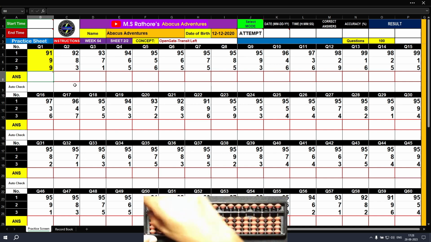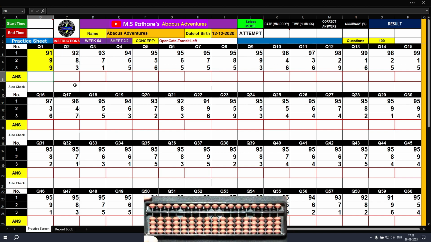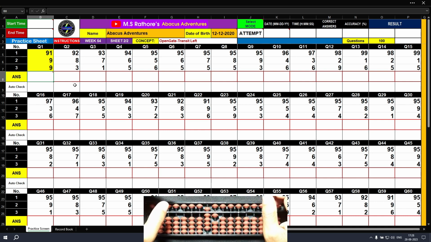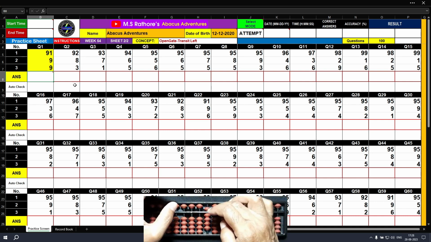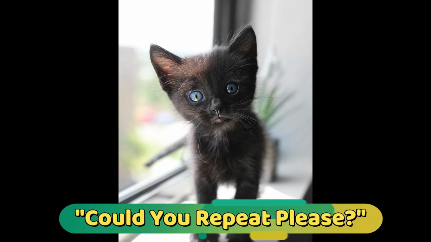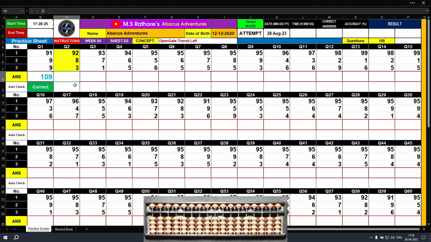Let me show you once again. Plus 90 plus 1, the answer is 91. Plus 9 equals minus 1, open the gate, plus 10. Now the answer is 100, and the third value is plus 9 directly, the answer is 109. Clear? Don't worry, I will show you the concept once again. In fact, I'm going to show you the concept in all these 100 questions.